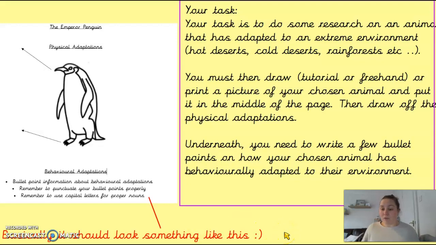Now, if you haven't got the facilities to research anymore, or you don't fancy that, you can do your piece on the emperor penguin or on the thorny devil using the information that you've learned in this lesson. Otherwise, go and find your own animal that you are interested in. So you can fill your page. It needs a big picture. It needs to label all the parts of the body that are adapted to the environment. And then underneath, it needs to detail the behavioural adaptations, the things that it does to survive.